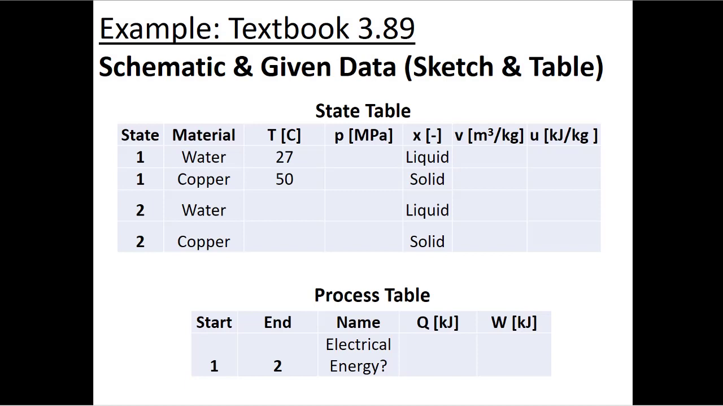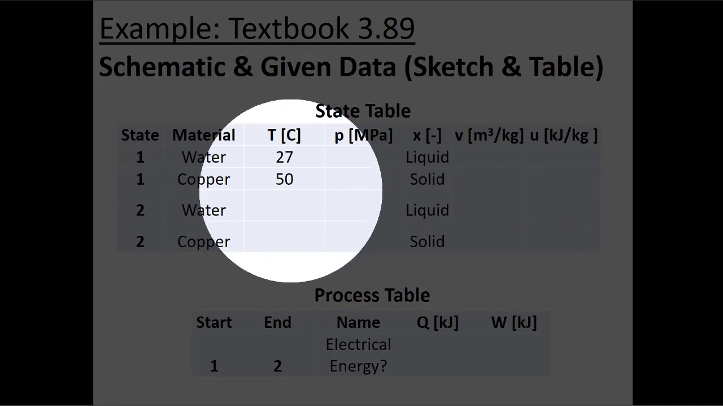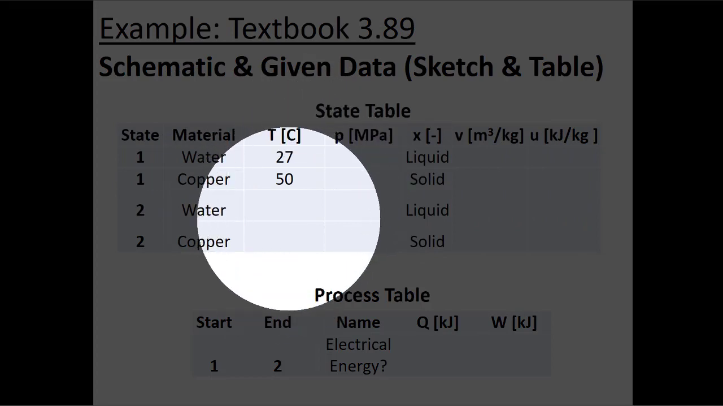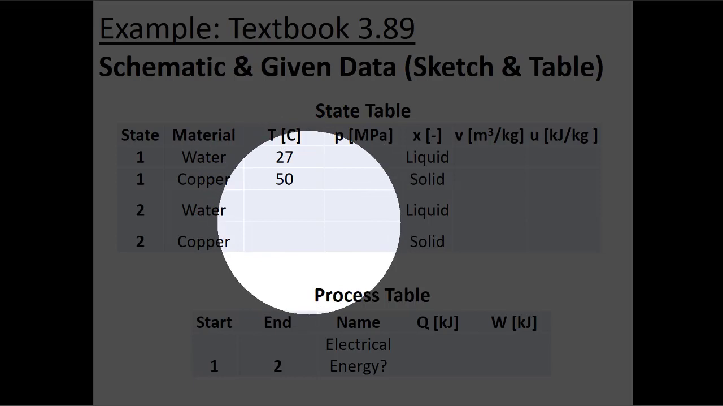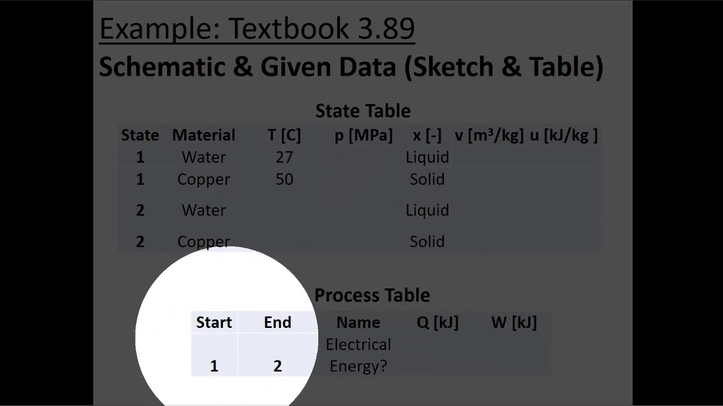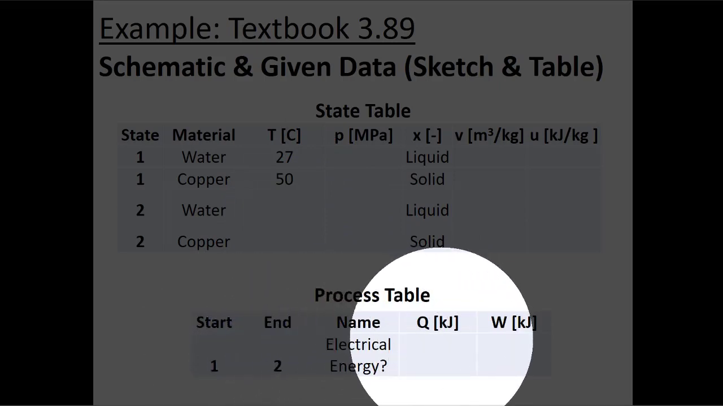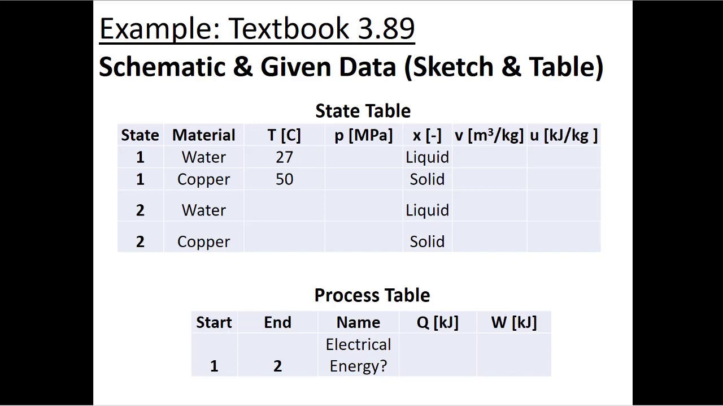I'm going to make two different tables to solve this problem. The first is a state table, which we've been doing a little bit. I have the water, and I know its initial temperature, and I have the copper's initial temperature, but I'll also get some information for the water and the copper at the final temperature as well. And then I'll make a process table as I go from state 1 to state 2, showing how much heat is added and how much work leaves the system. So let's start.